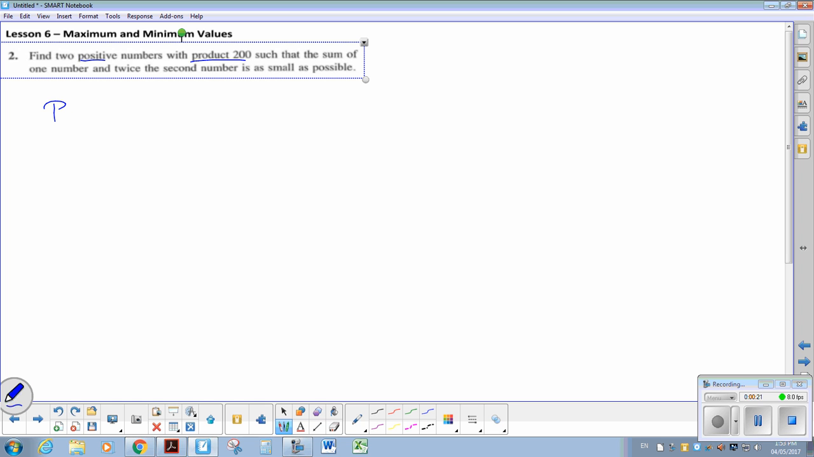So the product of two positive numbers, x times y, is 200. So 200 equals xy. So this is the constraint equation.